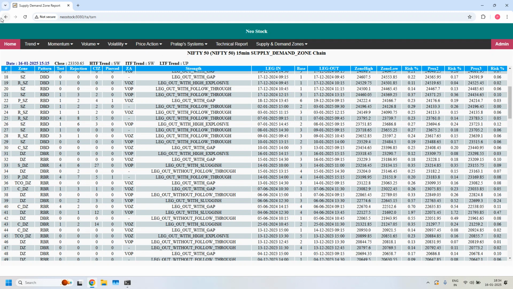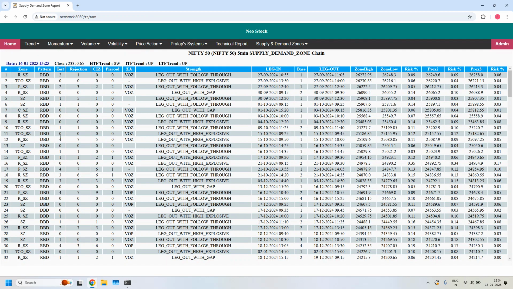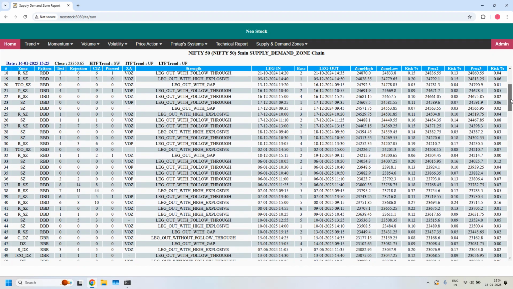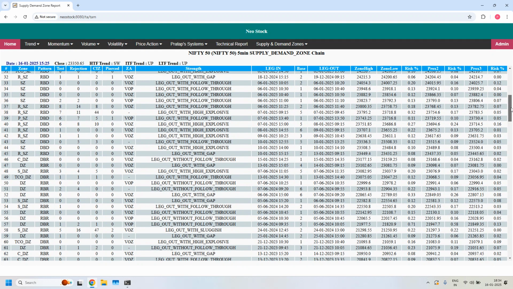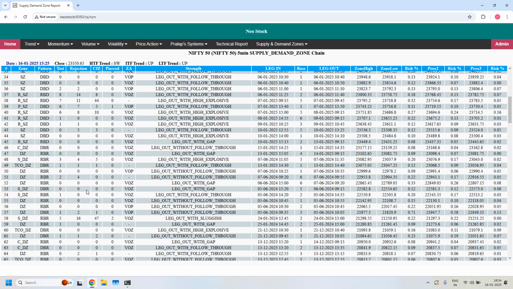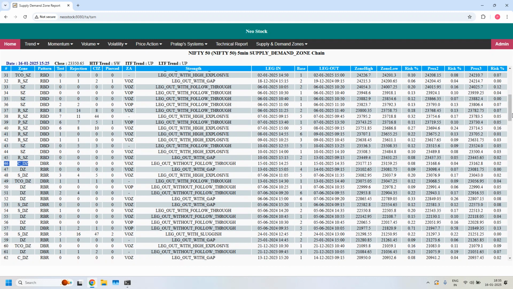Okay, next, the 5 minutes supply demand zone chain for NIFTY. All these are supply zones. Scrolling the list down. See, this is the nearest demand zone. And this is the nearest supply zone.